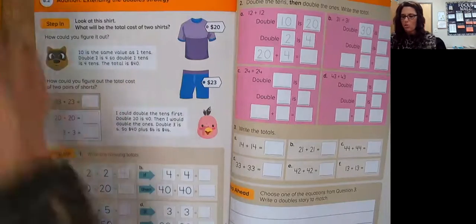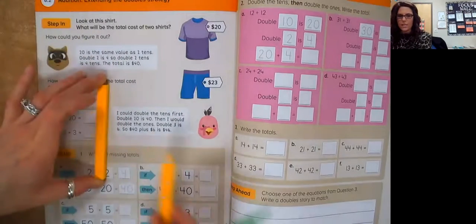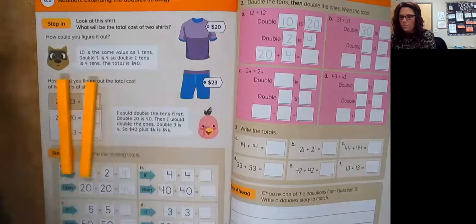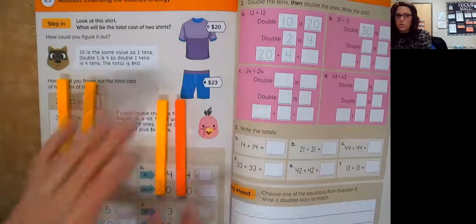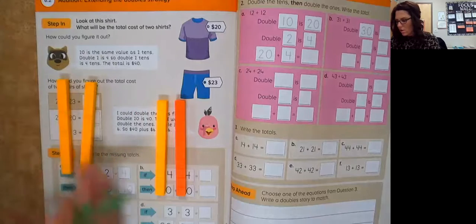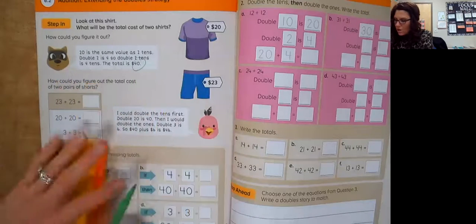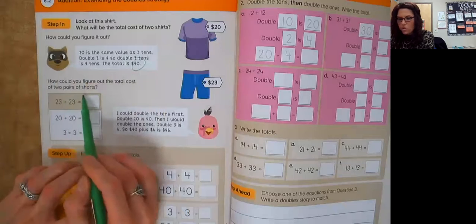So if they are thinking 2 tens, so here's a tens and here's a tens. So here's one shirt, so it's $20 here. And then here's the price of 2 shirts. So I have 10, 20, 30, $40 is what they got. So now it says, how could you figure out the total cost of 2 pairs of shorts?